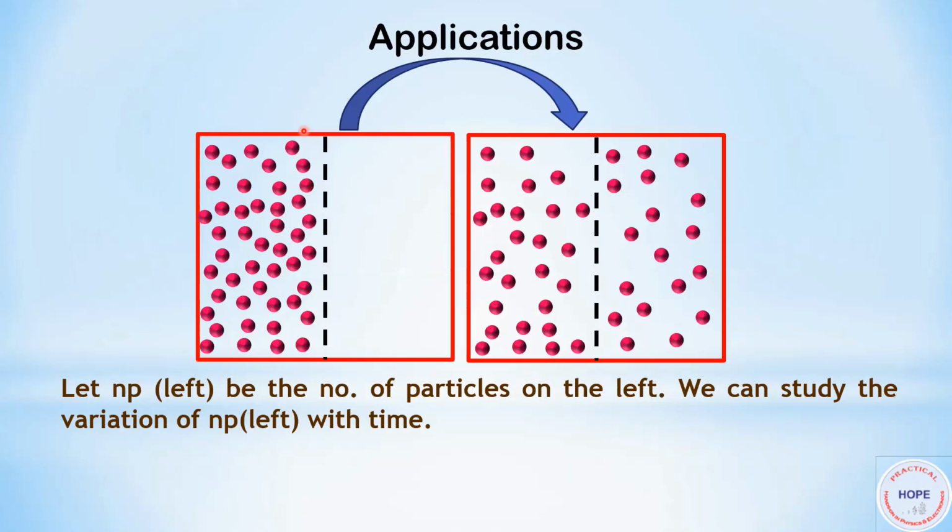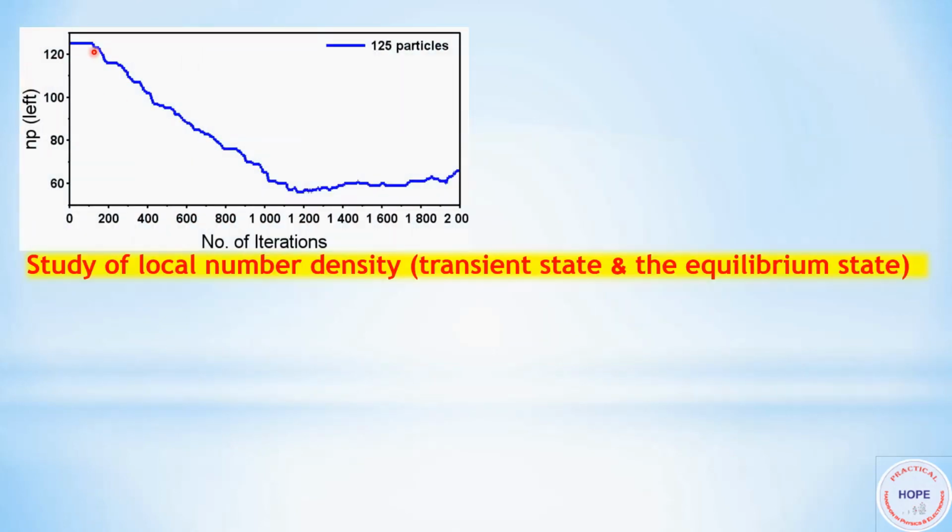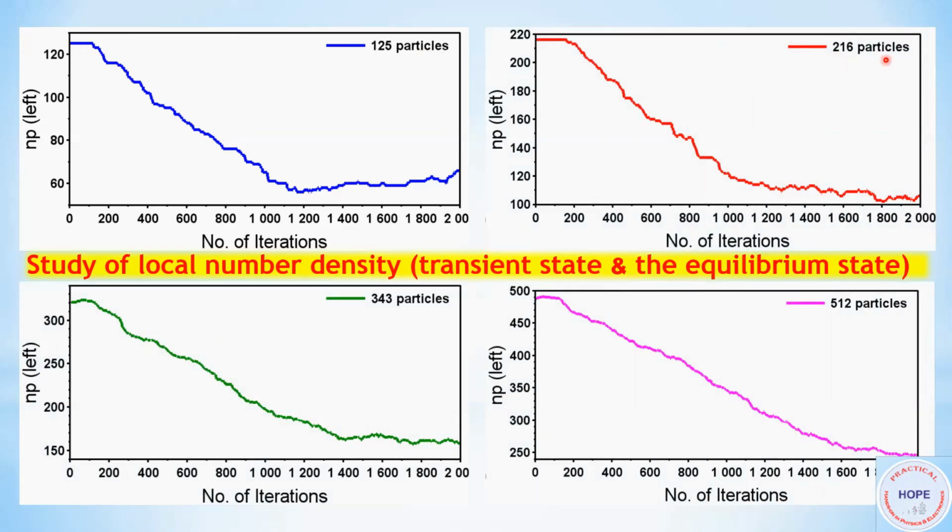Finally, we can also study the number density of the particles. Say we have considered all the particles on the left and with simulation they move towards the right. Let NP be the number of particles on the left. We can study the variation of NP with time. We can see with increase in time or number of iterations, the number of particles are decreasing and thus reaching the equilibrium value. Similarly, we can do for 216, 343, 512 particles. You can see the difference in the transition behavior as well as the equilibrium state.